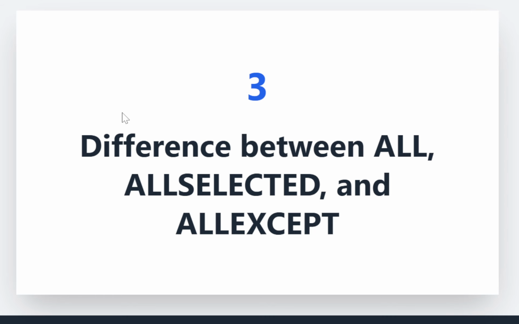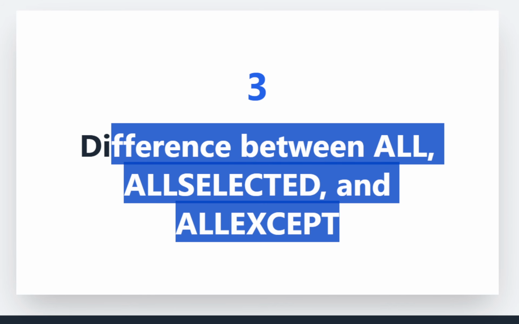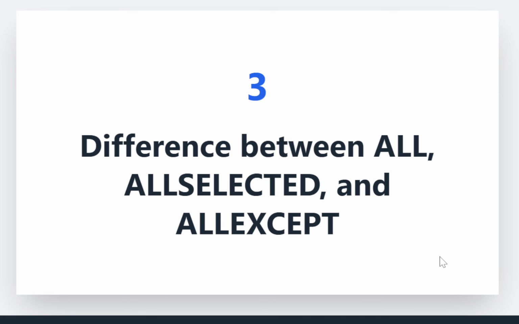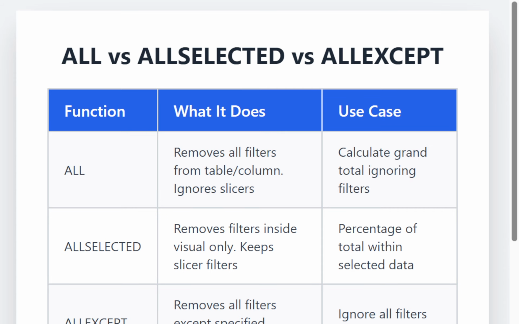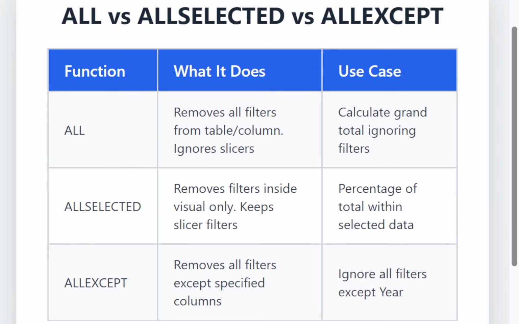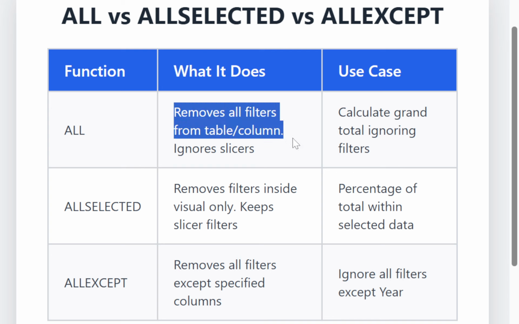Now coming to the third question, which is the difference between ALL, ALLSELECTED and ALLEXCEPT. Again, one of the most important questions being asked in Power BI interviews these days. So here is the difference. I have categorized these in three columns: name of the function, what it does, and use case. Okay, so what ALL is doing is it removes all filters from tables and columns and ignores slicers.